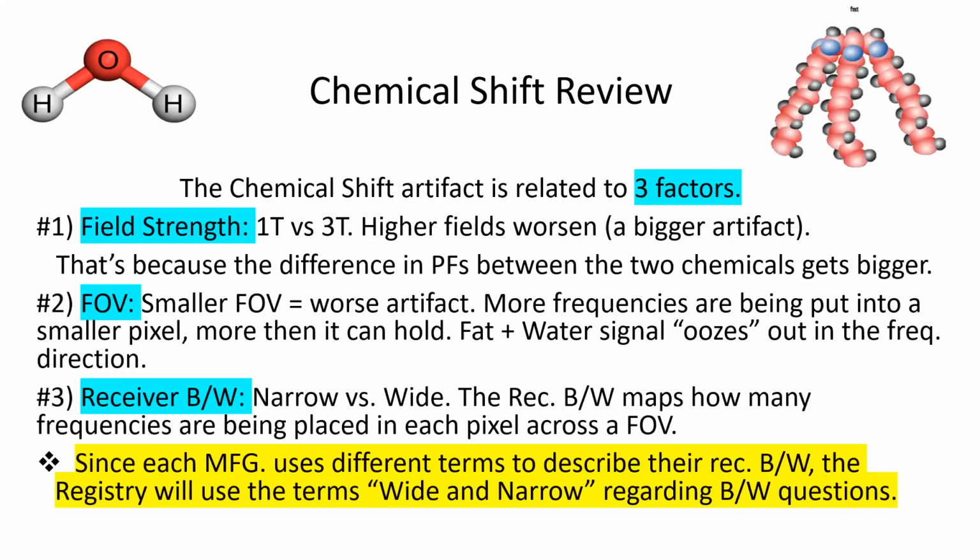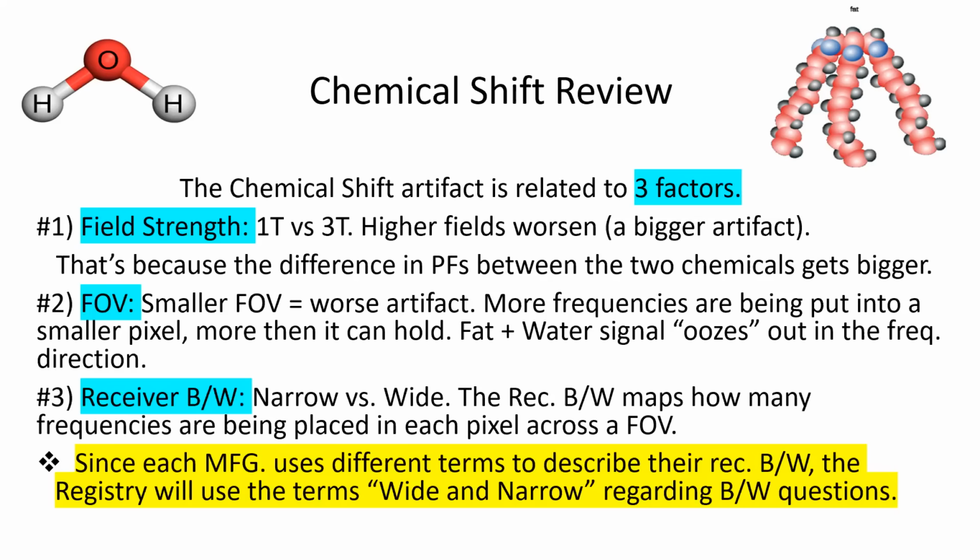So chemical shift, three factors that affect the severity of chemical shift. The first is your field strength. Are you at 1 Tesla versus 3? At higher fields, you get worse chemical shift artifact because precessional frequency is directly proportional to field strength. So those two chemicals start to precess at higher and higher different frequencies. So far, so good. So field strength is a major contributor to chemical shift artifact.